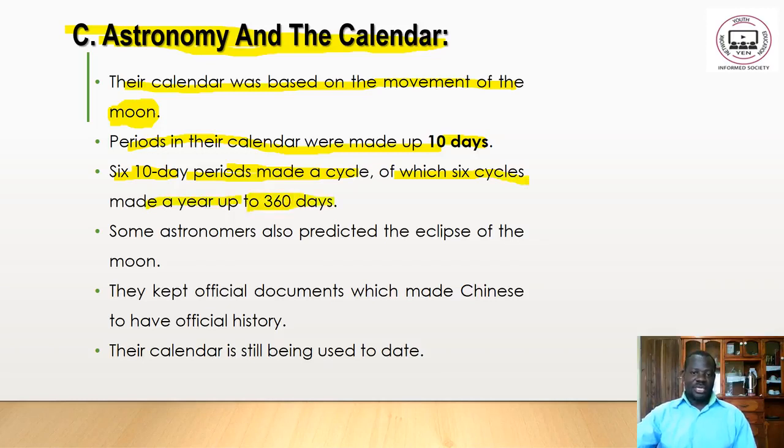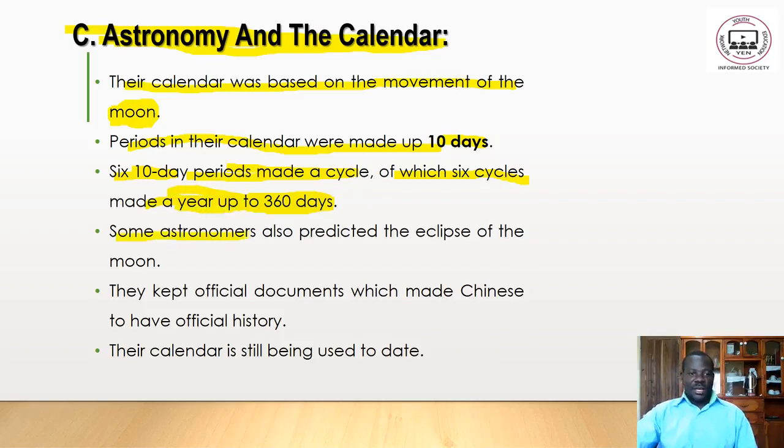A year of 360 days. So you see, they made up a calendar of 10 days, and six of those 10-day periods made one cycle. They also had the six cycles. Each cycle comprised 60 days. So 6 times 60 was 360 days. That's 360 days. It was a year to the Chinese.